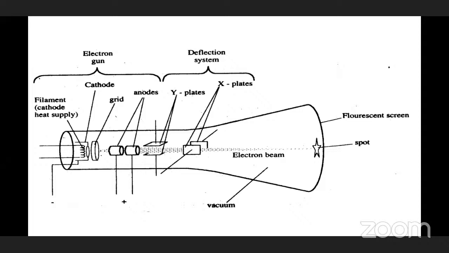So the function of the Y plate is to deflect the electron beam up and down. Then the X plate simply moves the beam left or right of the screen at a certain speed. So we move on.